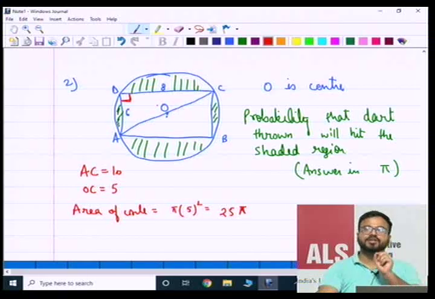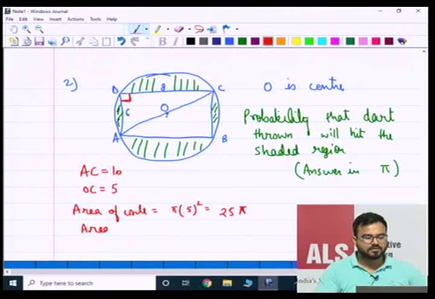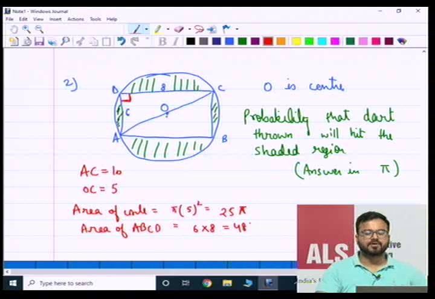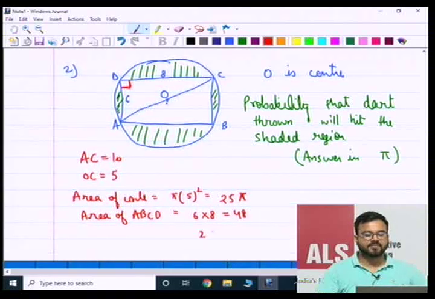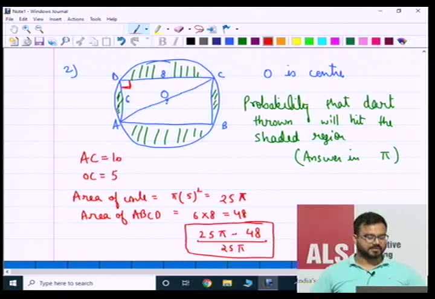After that, we have to find the area of the shaded region. It means we don't want the area of this rectangle. So the area of this ABCD is length times breadth, which is 6 into 8, which is 48. So the favorable region is 25 pi minus 48, and the total region is 25 pi. So that is the probability for this one.